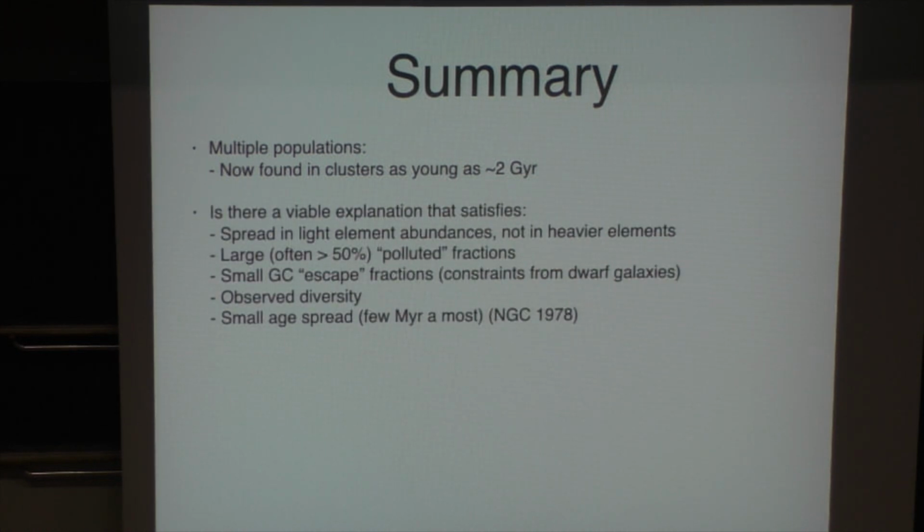We have to come up with a viable explanation that satisfies all these and many more observational constraints that are available. So we have these spreads in the light element abundances, but not typically in the heavier elements. It's a large number of the stars that are affected. From dwarf galaxies, we have this constraint that the escape fractions from the globular clusters cannot have been as huge as seems to be required. There's a lot of diversity, and in some clusters, at least in NGC 1978 there, it looks like the age spread is very small. And then there's the question of the relation to the extended main sequence turn-offs that you see in some clusters. I don't know.